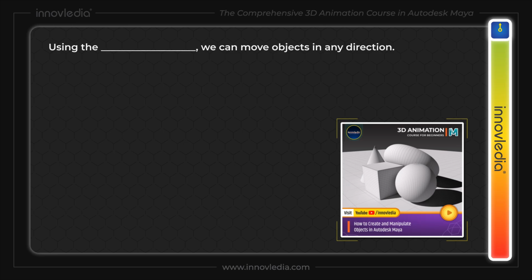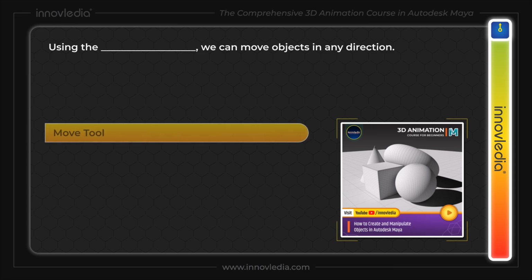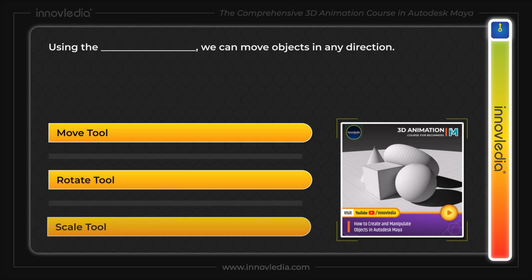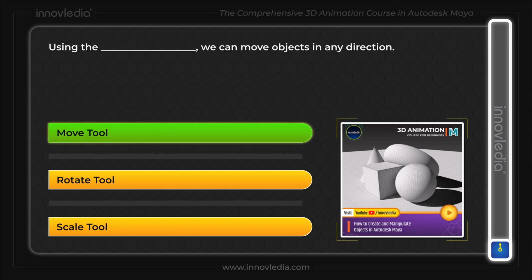Using the dash, we can move objects in any direction. The options are Move tool, Rotate tool, Scale tool. Your time starts now. And the correct answer is Move tool.